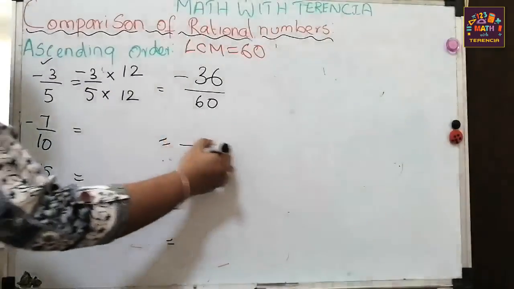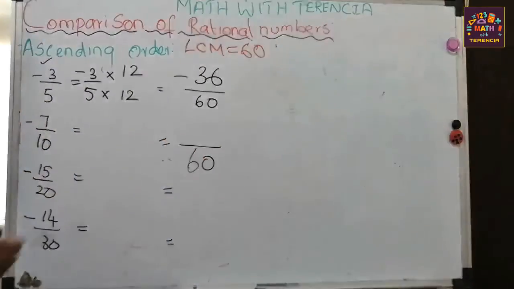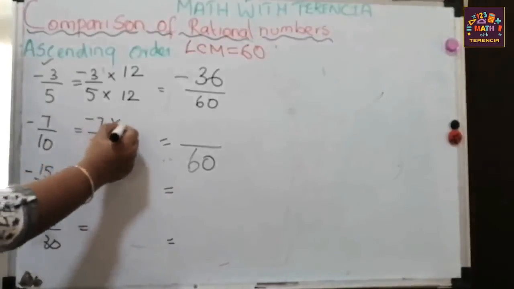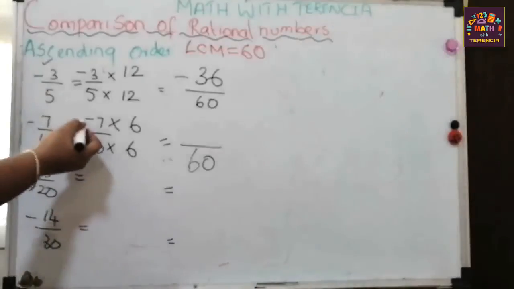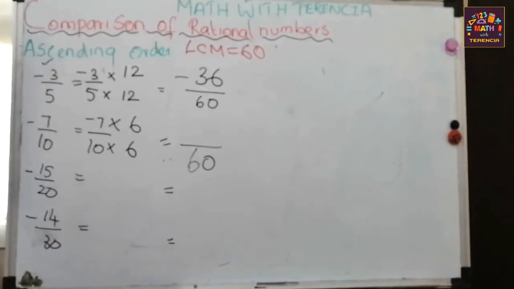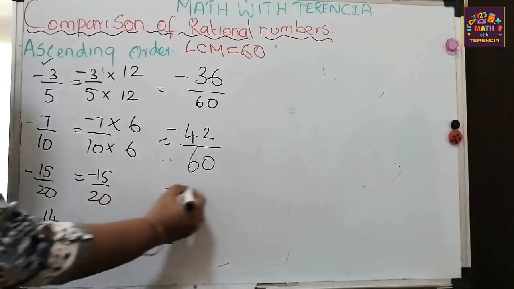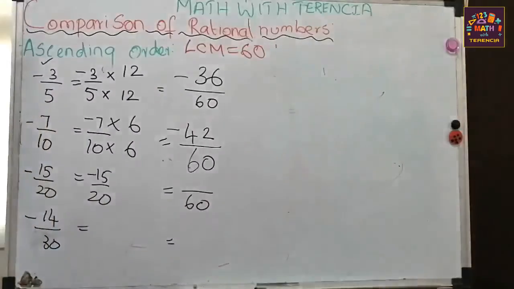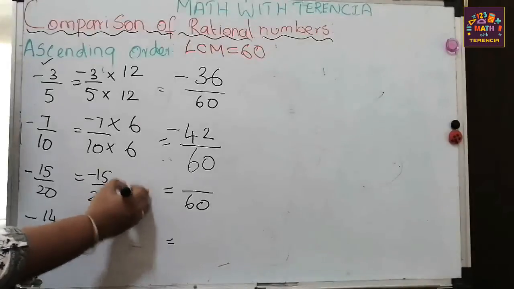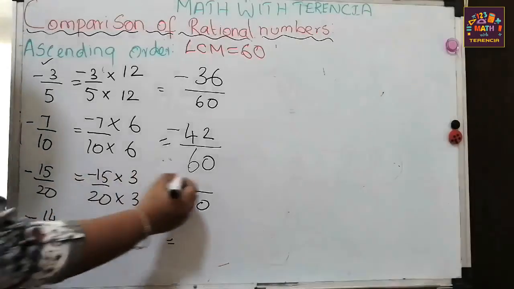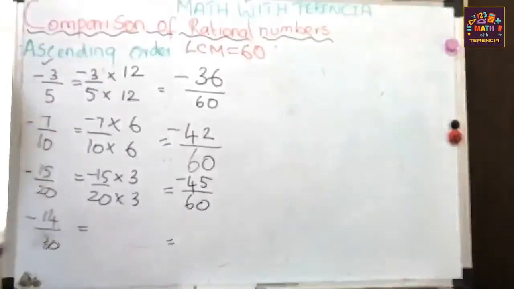Same way, this 10 I need to change to 60. So minus 7 by 10. When will I get 60? When I multiply 10 by 6. So minus 7 times 6 is minus 42. And then minus 15 by 20. I need to change to denominator 60. 20 times 3 is 60, so the numerator also I need to multiply by 3. So minus 15 times 3 is minus 45.